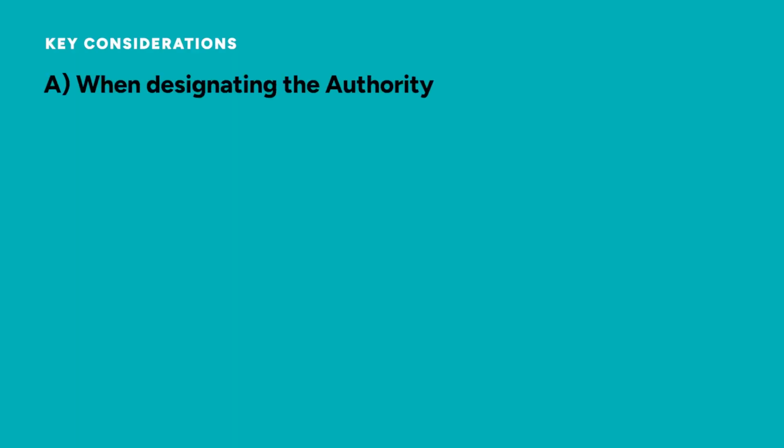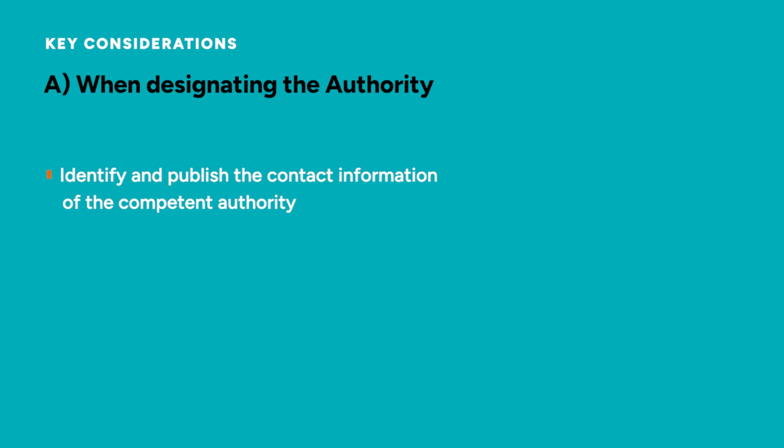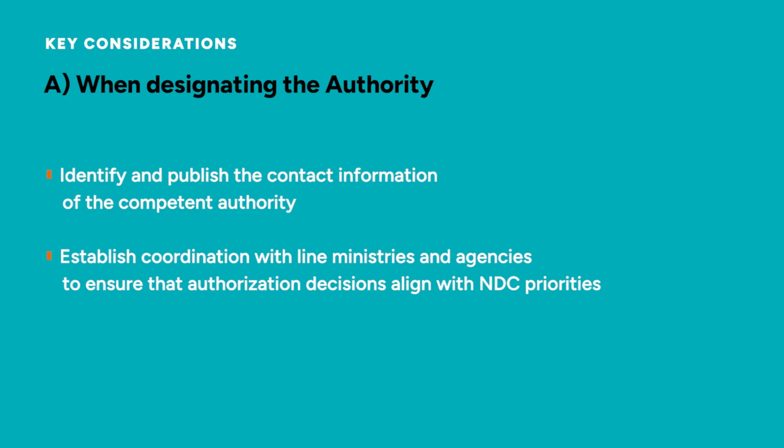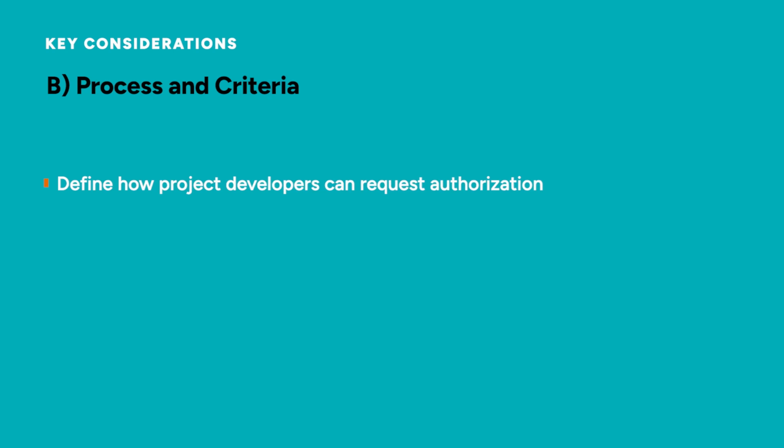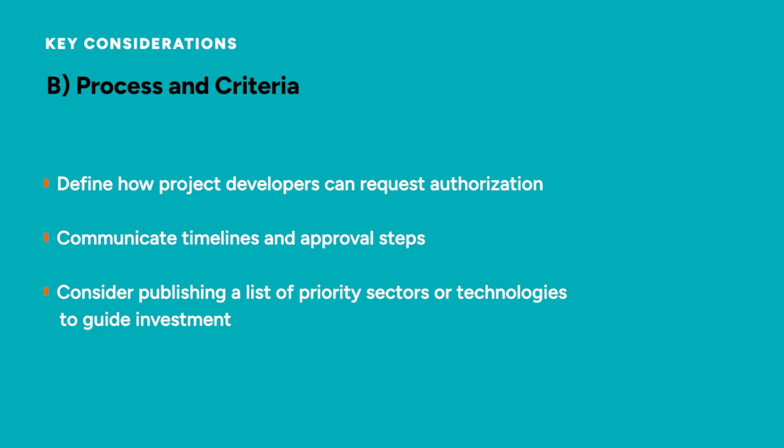When designating the authority, clearly identify and publish the contact information of the competent authority. Establish coordination with line ministries and agencies to ensure that authorization decisions align with NDC priorities. B. Process and criteria. Define how project developers can request authorization. Communicate timelines and approval steps. And consider publishing a list of priority sectors or technologies to guide investment.